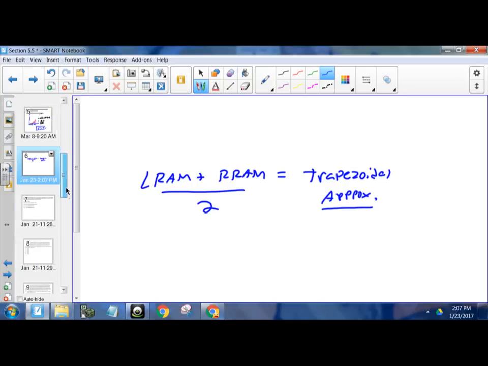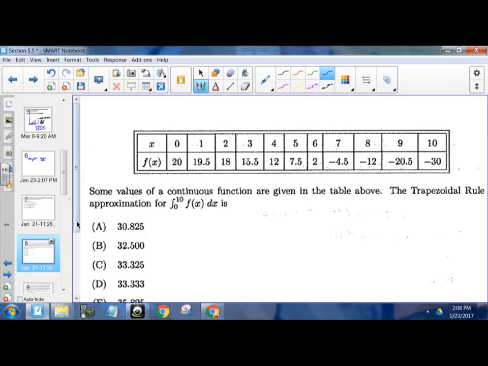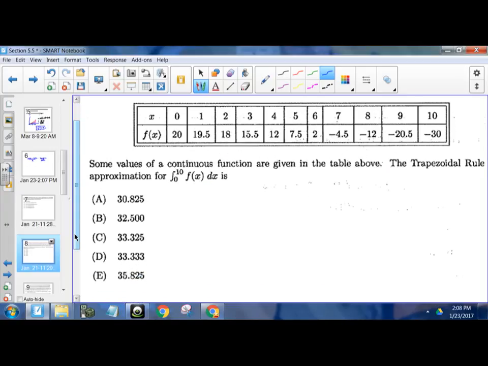So very interesting. Let's end with one more problem. Let's look at this one. It says some values of a continuous function are given in the table above. The trapezoidal rule approximation for the integral from 0 to 10 of f of x dx is. Okay, so I'm doing a trapezoidal approximation. It looks like I have 11 entries here because I include 0, so 11 entries.